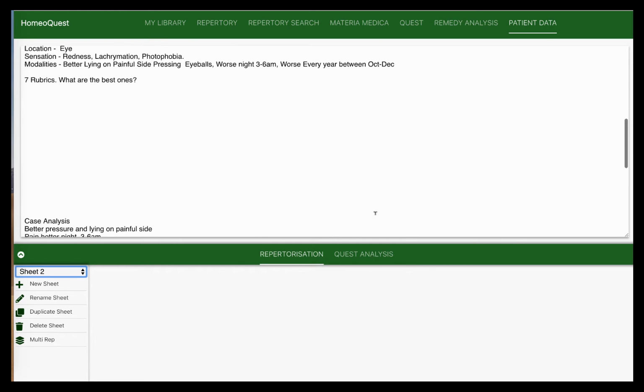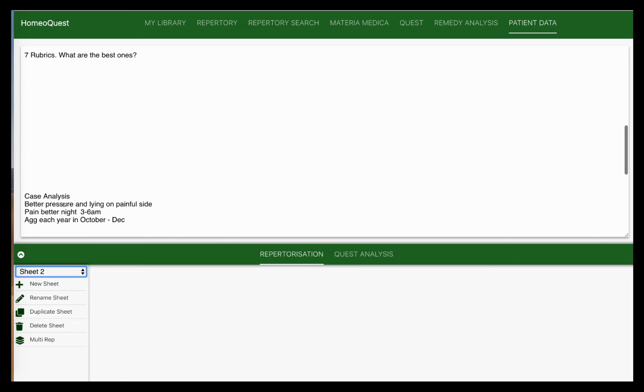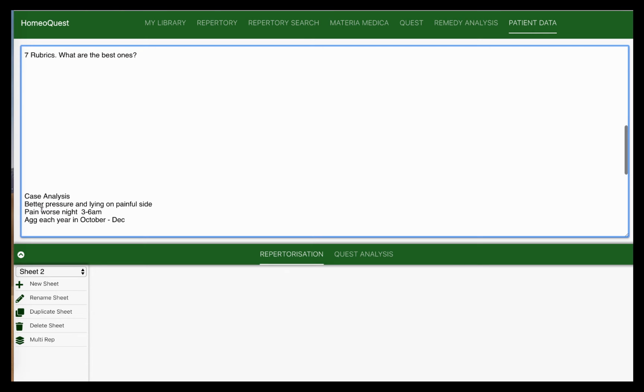And which are these? Better by pressure and lying on the painful side. It's worse at night, especially at 3 to 6, so it's worse 3 to 6 a.m. and it's aggravated every year between October and December. And this case was in India, so October and December are the cooler months of the year, right? So this is important, and this is what we're going to now go and put in our repertories.